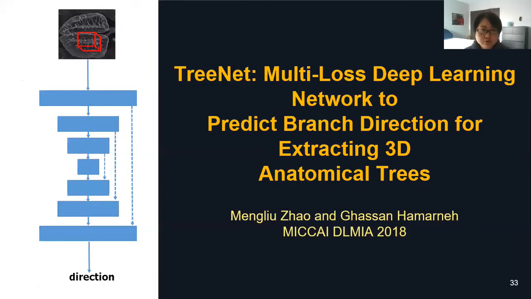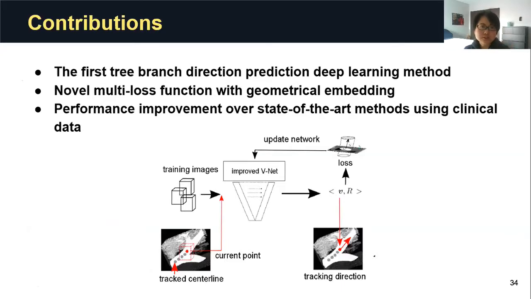The third contribution, TreeNet, a multi-loss deep learning network to predict branch direction for extracted 3D anatomical trees. It was the first tree branch direction prediction using a deep learning method in this field. We proposed a novel multi-loss function with geometrical embedding, and the final performance outperformed state-of-the-art methods on clinical data.